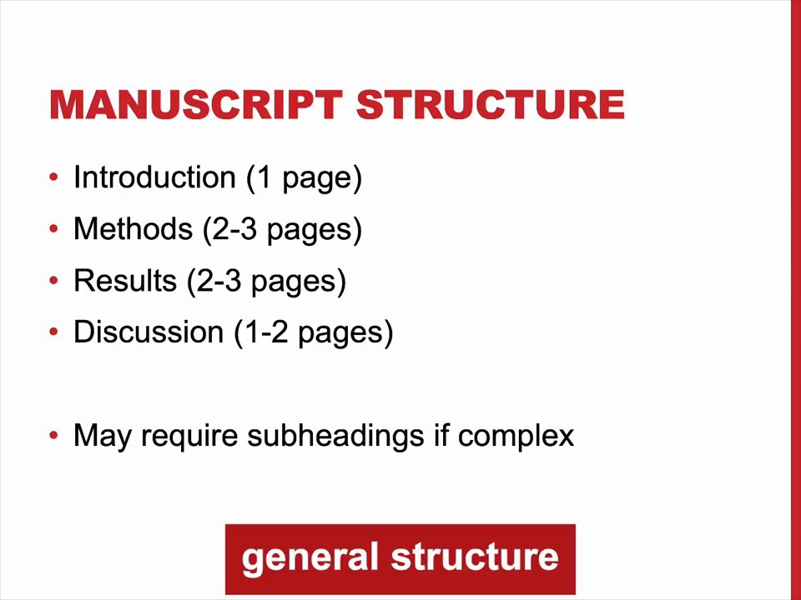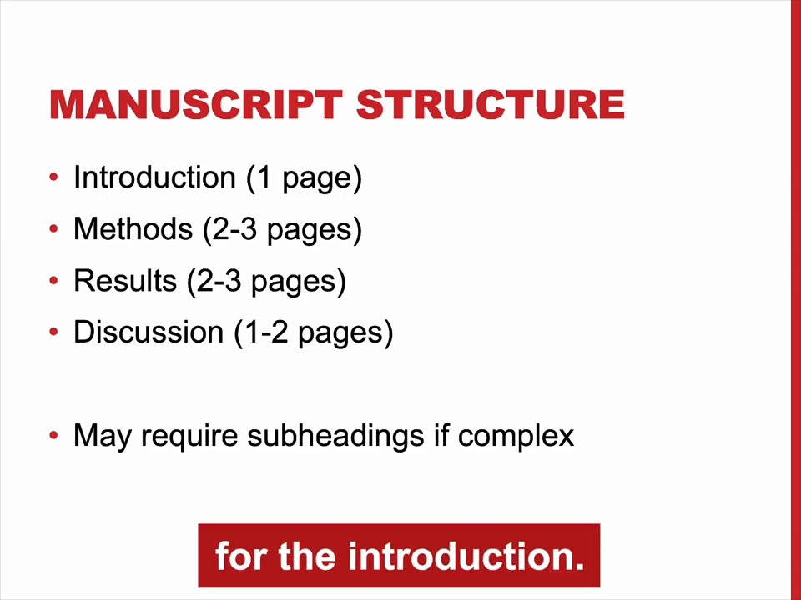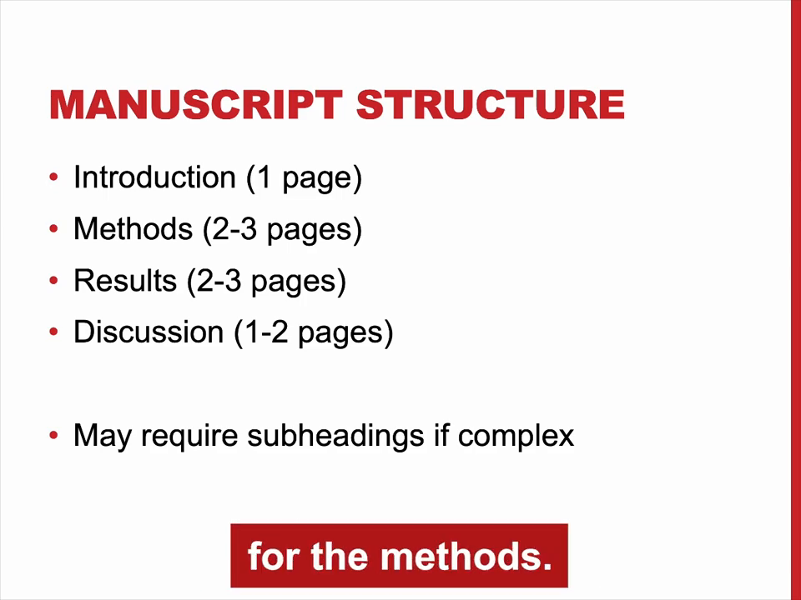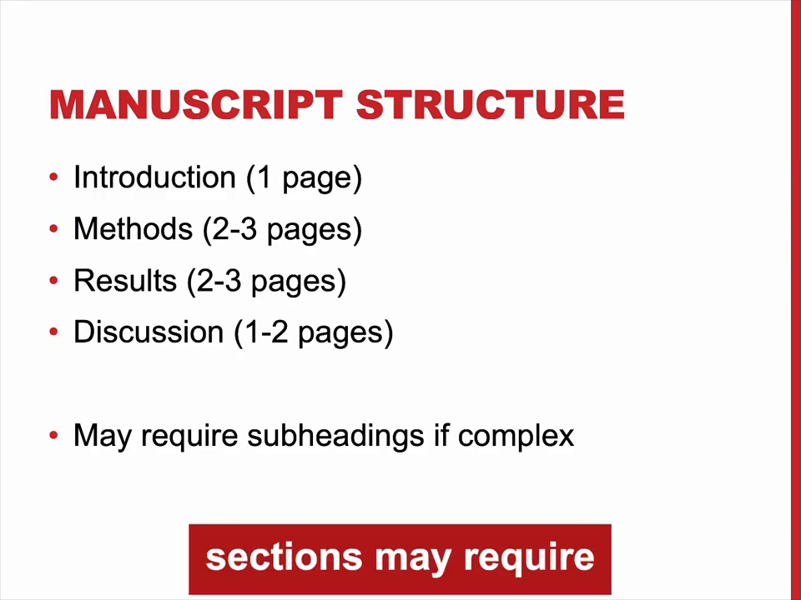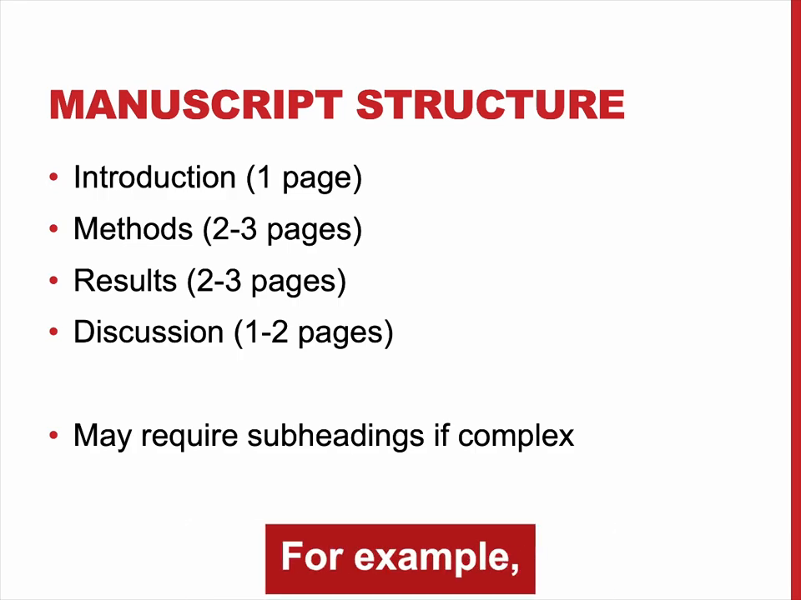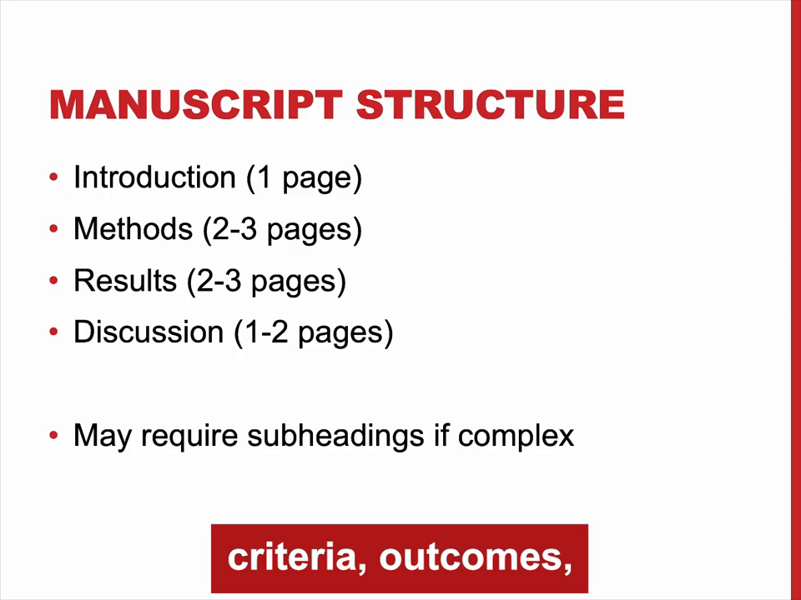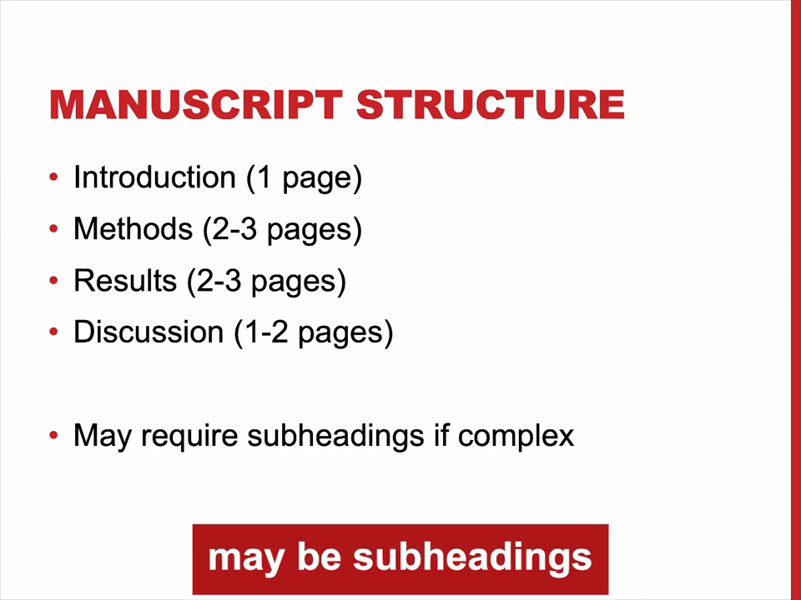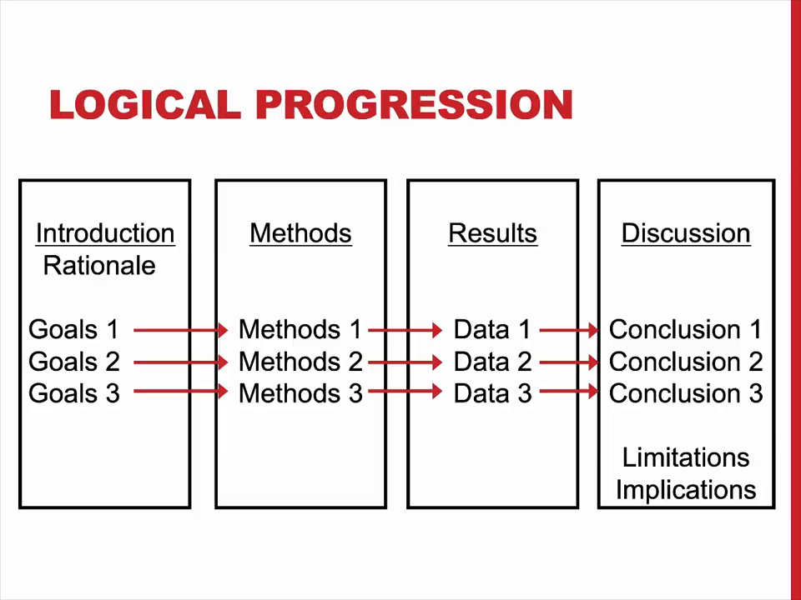This is the general structure for a manuscript. 1 page for the introduction, 2 to 3 pages for the methods, 2 to 3 pages for the results, and 1 to 2 pages for the discussion. Each of the major sections may require subheadings. For example, the enrollment criteria, outcomes, and statistical methods may be subheadings in the methods section.